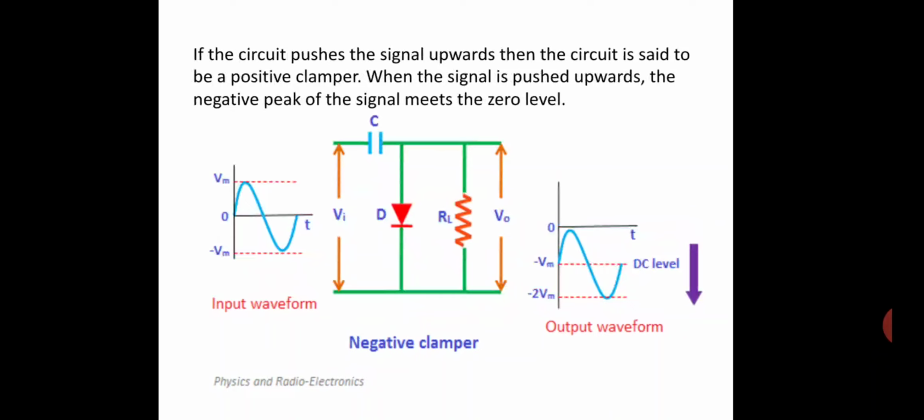But in a clipper, as we discussed in previous sections, when the circuit cuts the positive portion and gives the negative portion, the output is negative, then it is called a negative clipper according to the output.